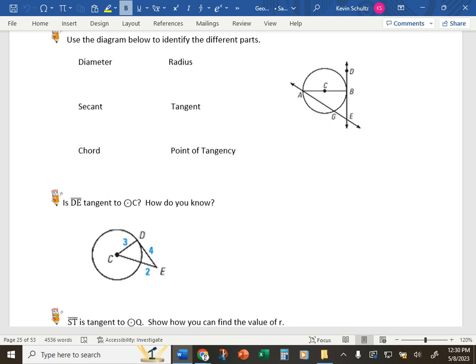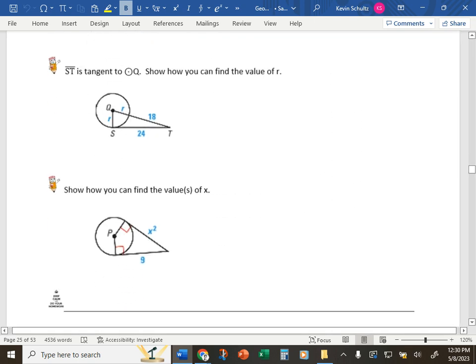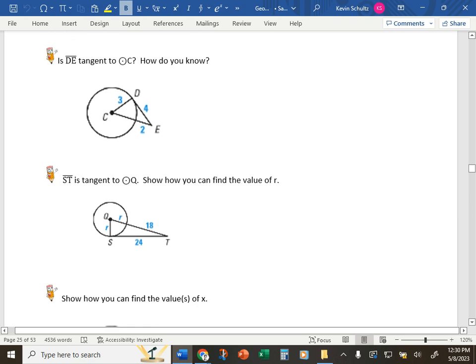And then here, this is the application of the two theorems. The first one says, is segment DE tangent to circle C? And how do you know? First of all, this is the notation for a circle. Okay? Triangle is a little triangle. A circle is a circle with a dot in the middle, so you don't confuse it with an O or with a 0. Okay? But is DE tangent to circle C?